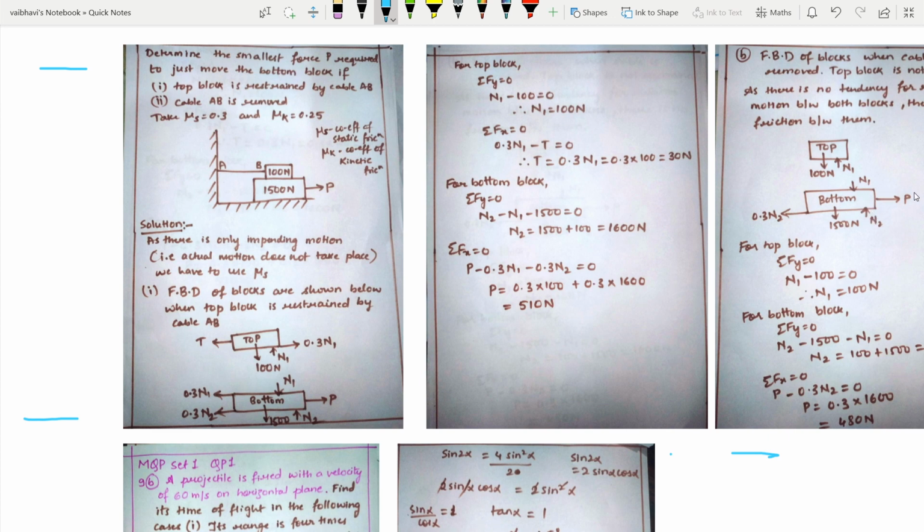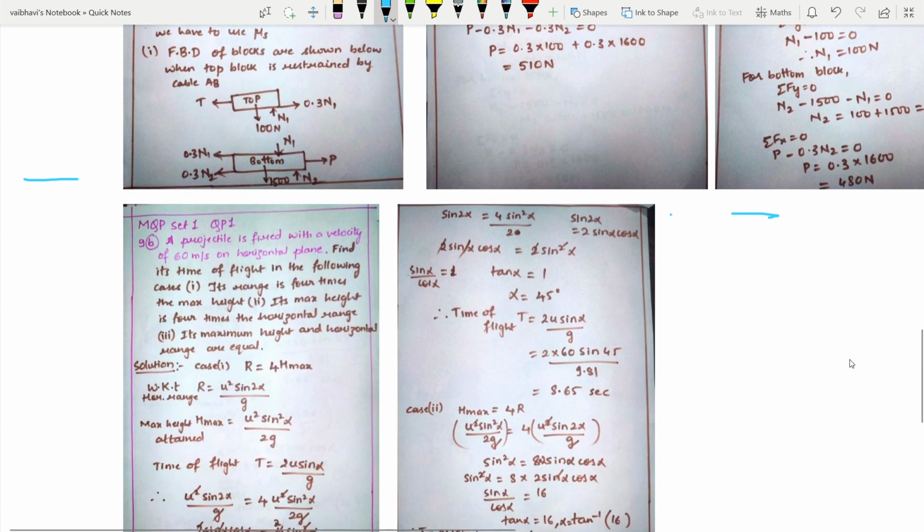And upwards N2, and P. Again doing sigma Fy equal to 0, that is N1 upwards minus 100, so N1 is 100. Then for the bottom block, sigma Fy equal to 0, N2 minus 1500 minus N1, so N2 equals 1600. Then sigma Fx equal to 0, that is positive P minus 0.3 N2, you get 0.3 into 1600, that is 480 Newton.